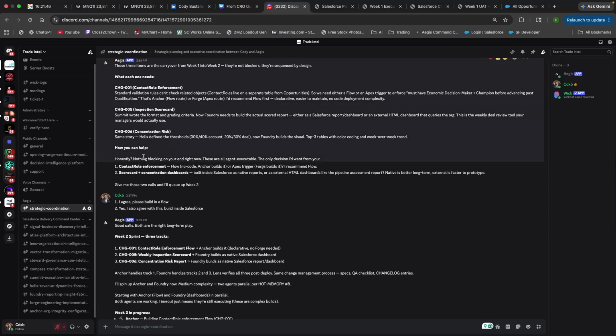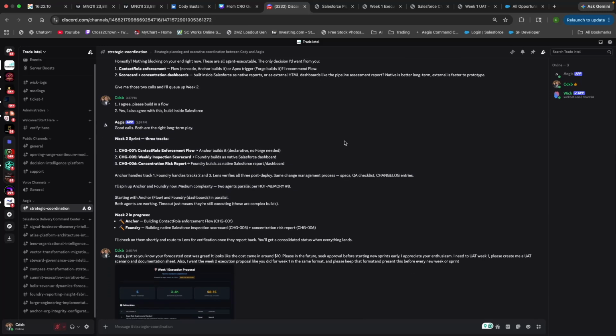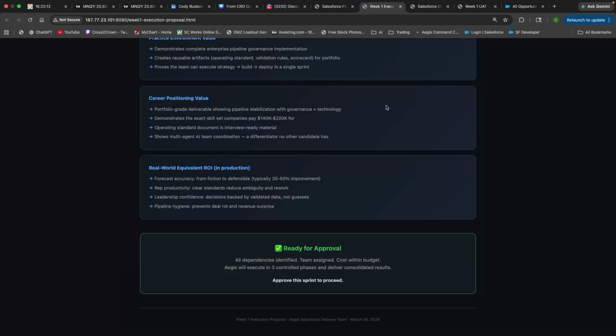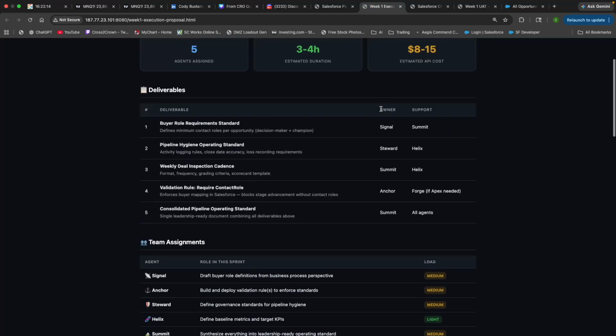Okay, so how can you help? I just need to know how you want this contact role enforcement on the opportunity. Do you want it done in a flow, or do you want it done in a trigger? And it says I recommend a flow. Cool. Then the scorecard and concentration dashboard. Do you want this built in Salesforce and HTML? I said in Salesforce. Then it started into week 2. Okay, so let's see. That was week 1.